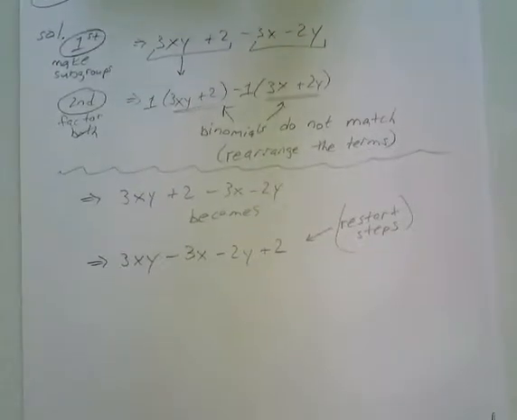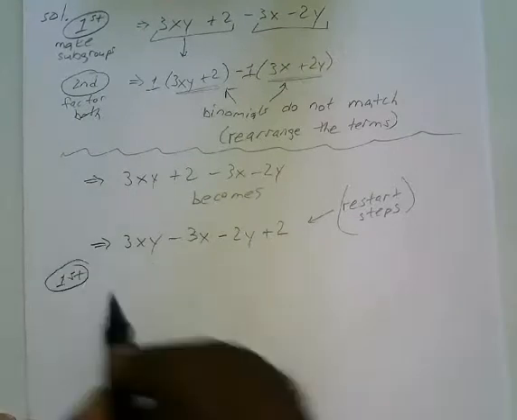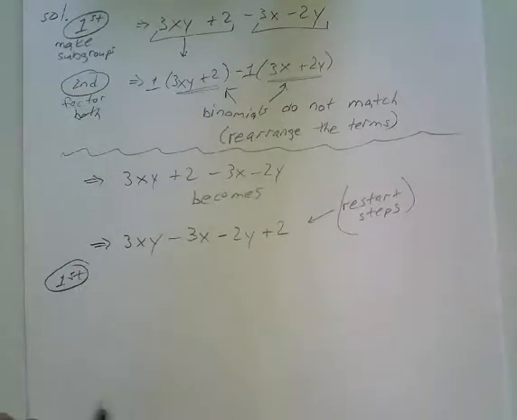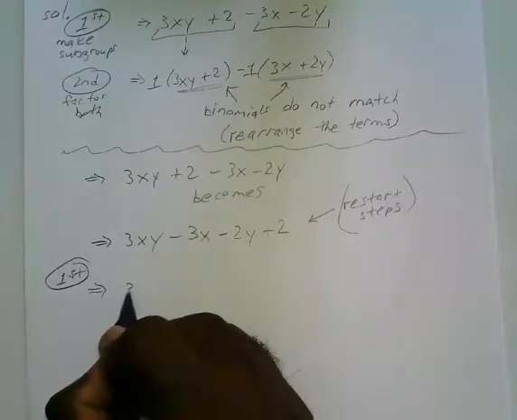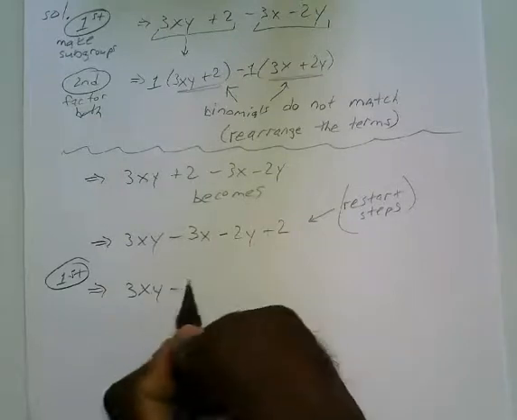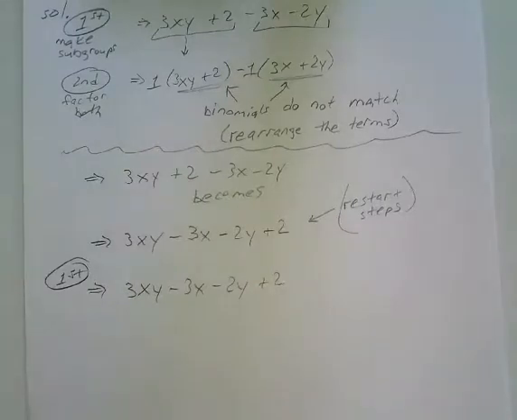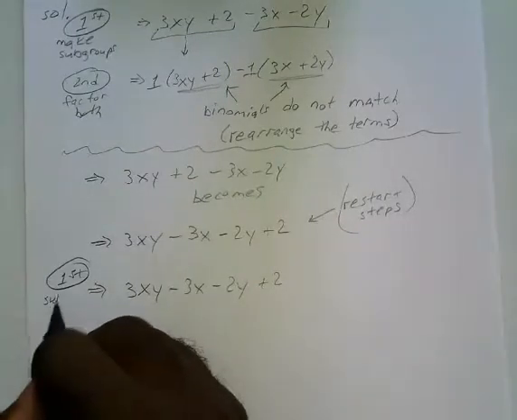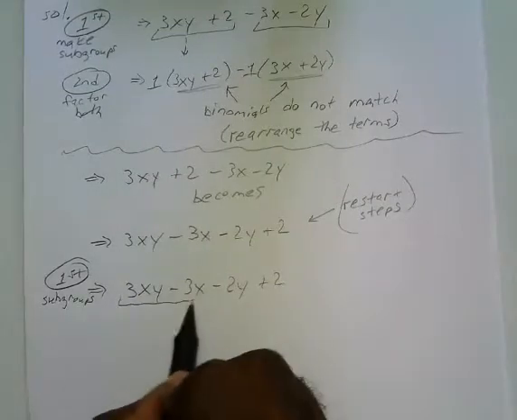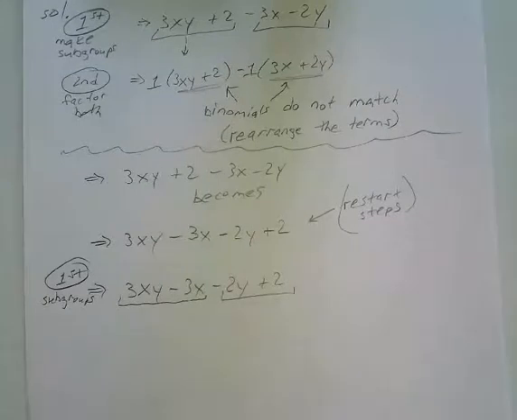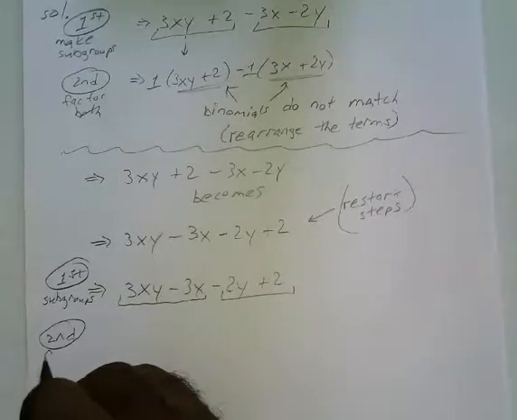Alright, so let me move that up a little bit. Okay, so remember your first step. I'm going to go ahead and just rewrite it so I can do all that. 3xy minus 3x minus 2y plus 2. Okay, so your first step are your subgroups. Okay, now your second step is you're going to factor both.